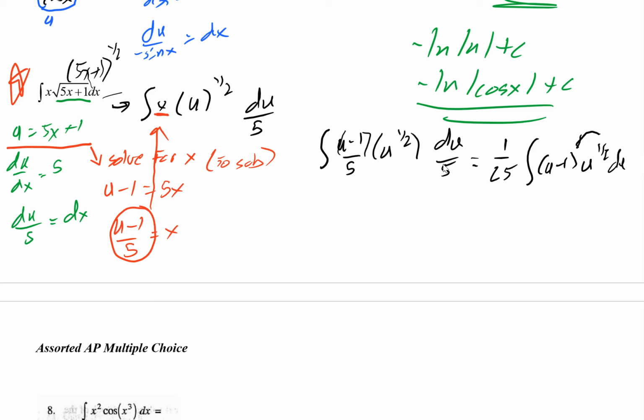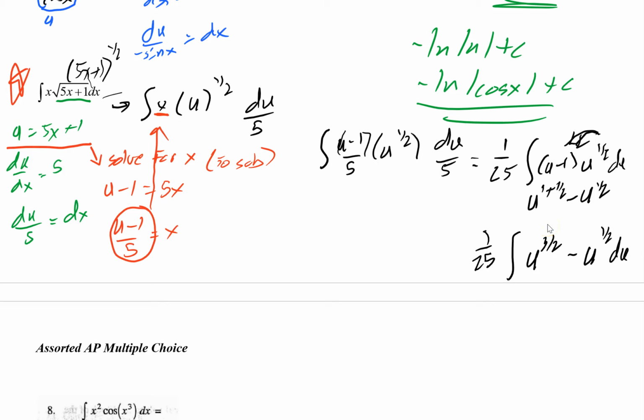Next, we just distribute this. When you distribute, add the power, so this is u to the first plus u to the 1/2 times negative u to the 1/2. So I'm going to get 1/25 integral of u to the 3/2, because this was u to the first plus 1/2, so 3/2, minus 1 times u to the 1/2, which is negative u to the 1/2, du. Ugly, granted, but doable.